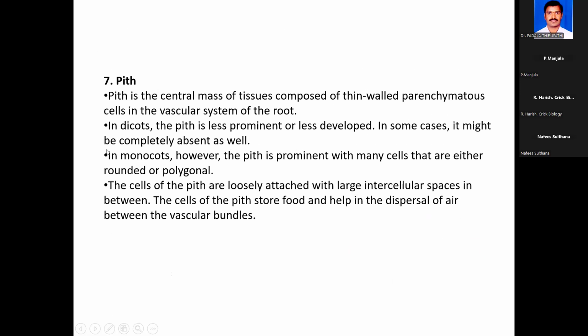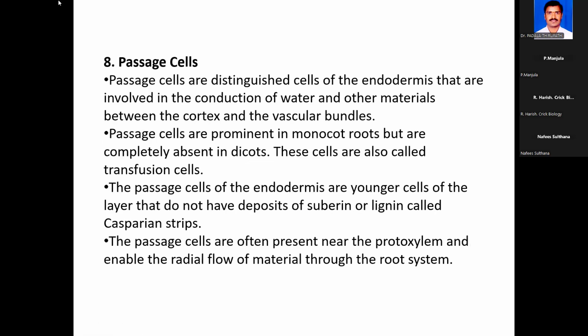So next one is the pith. Pith is the central mass of tissue composed of thin-walled parenchymatous cells in the vascular system of the root. In dicots, the pith is less prominent or less developed. In some cases, it may be completely absent. In monocots, the pith is prominent with many cells that are either rounded or polygonal. The cells of the pith are generally loosely attached with large intercellular spaces in between. They store food and help in the dispersal of air between the vascular bundles.